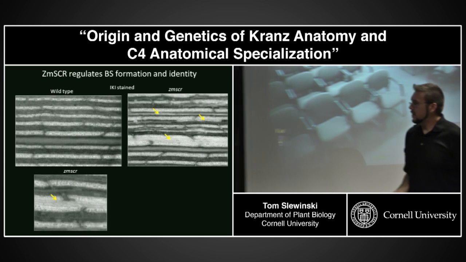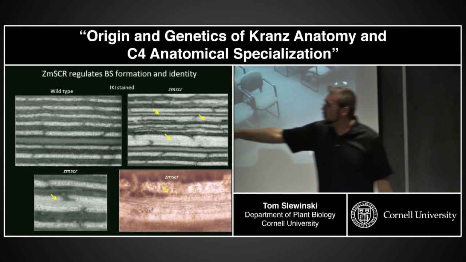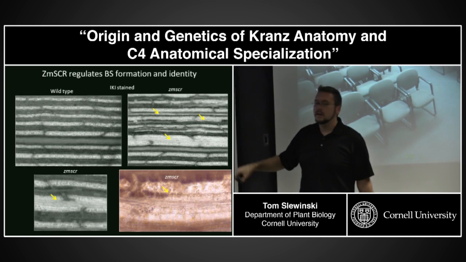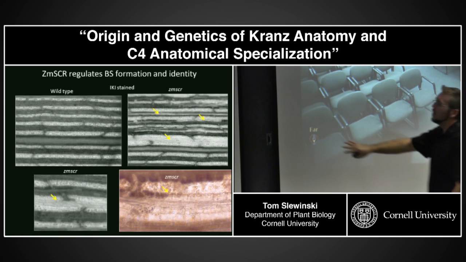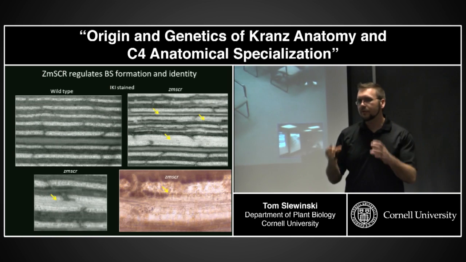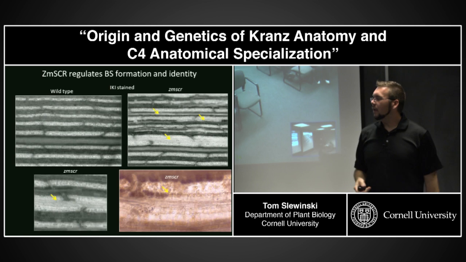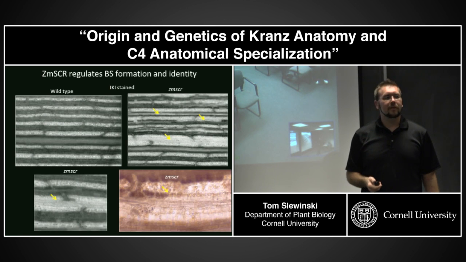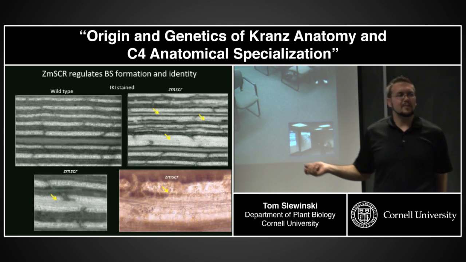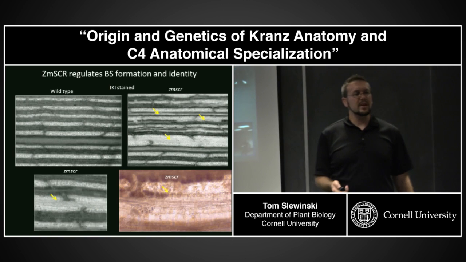But the interesting thing is, those bundle sheath-like structures are still there. Even though it has not gained identity by accumulating starch, there's still the cell structure there. And it's striking how much it resembles the mestome vascular bundle sheath in rice. So we'll come back to that again, which you can lose identity but still get that structure.